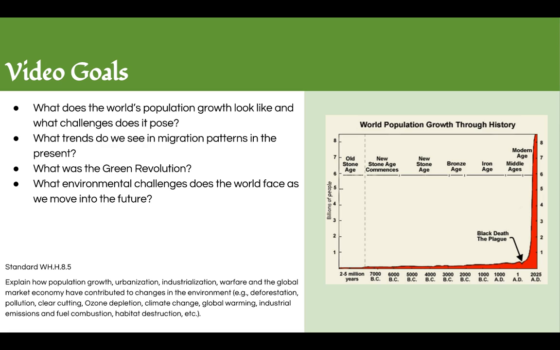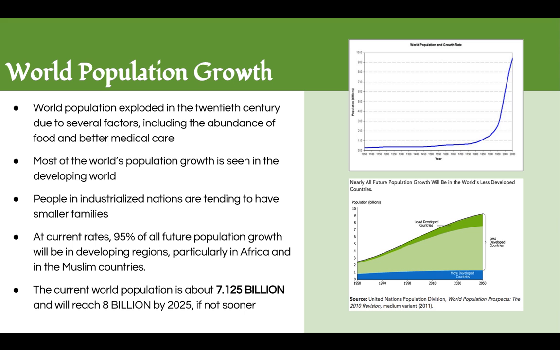This is a pretty interesting map here to the right, basically the entirety of human history and the population of the world, which was under 1 billion until, well, pretty recently, and now is over 7 billion. So world population explodes in the 20th century, and this is due to several factors. One being the abundance of food that we'll see post-World War II, but also better medical care.